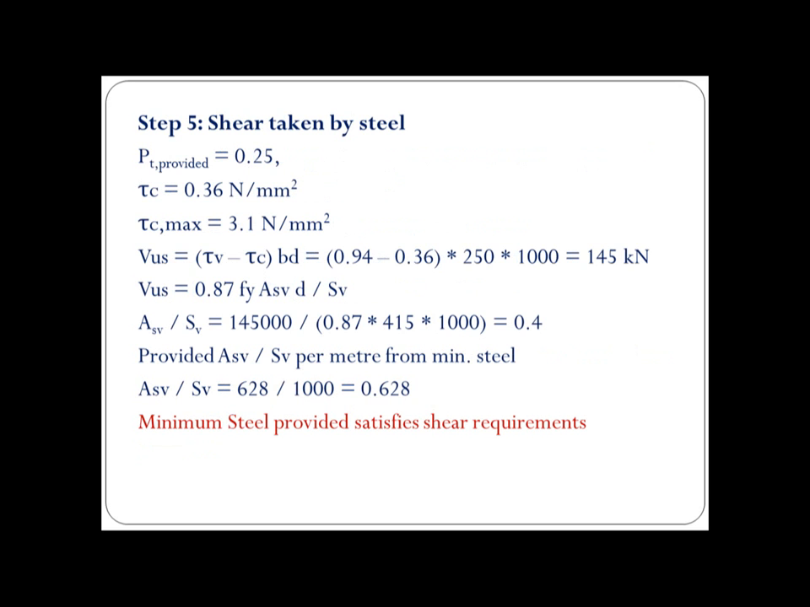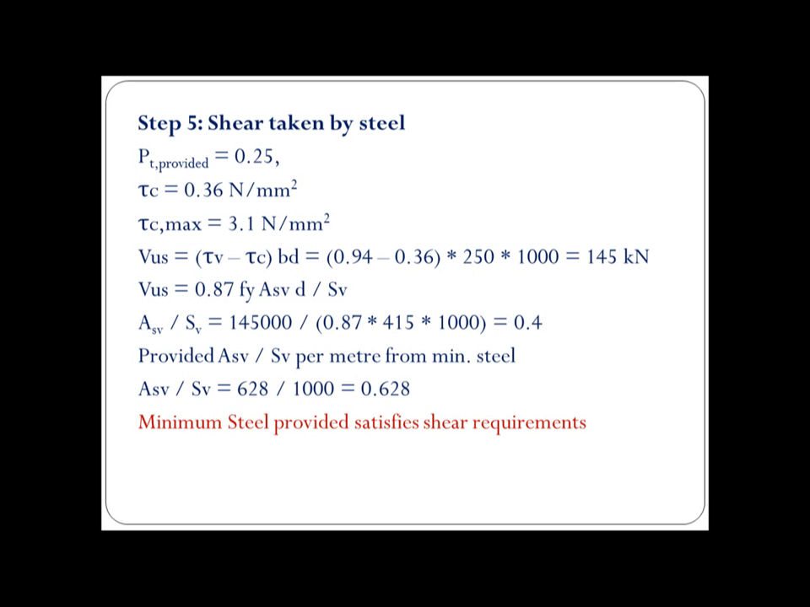Shear check. So we need to calculate the shear taken by steel. So pt provided is 0.25, and the tau c by the concrete is 0.36 Newton per mm square. This has been taken from table 19 of IS 456, and tau c max 3.1 Newton per mm square. This value has been taken from IS 456 table 20. So we need to see that tau v doesn't exceed tau c max, and if tau v exceeds tau c, then we will be providing shear reinforcement.